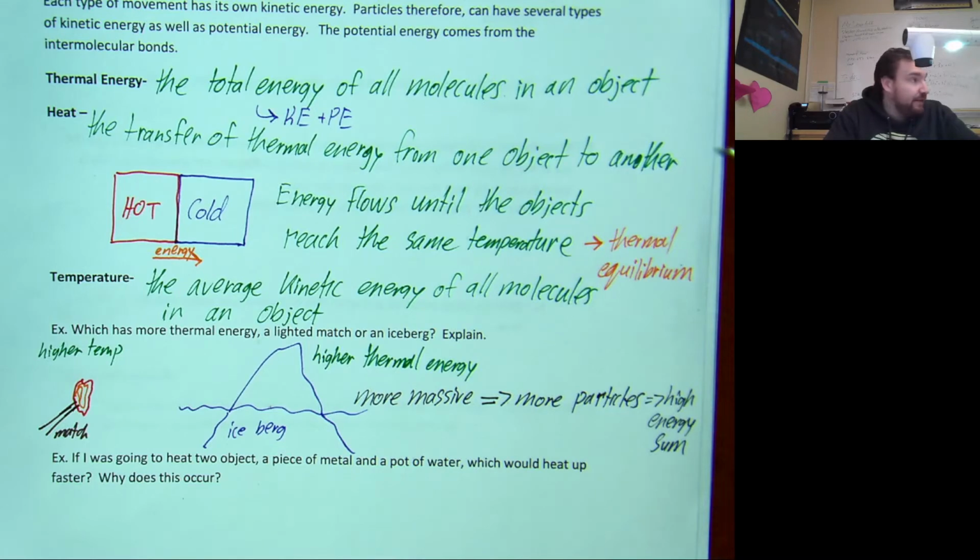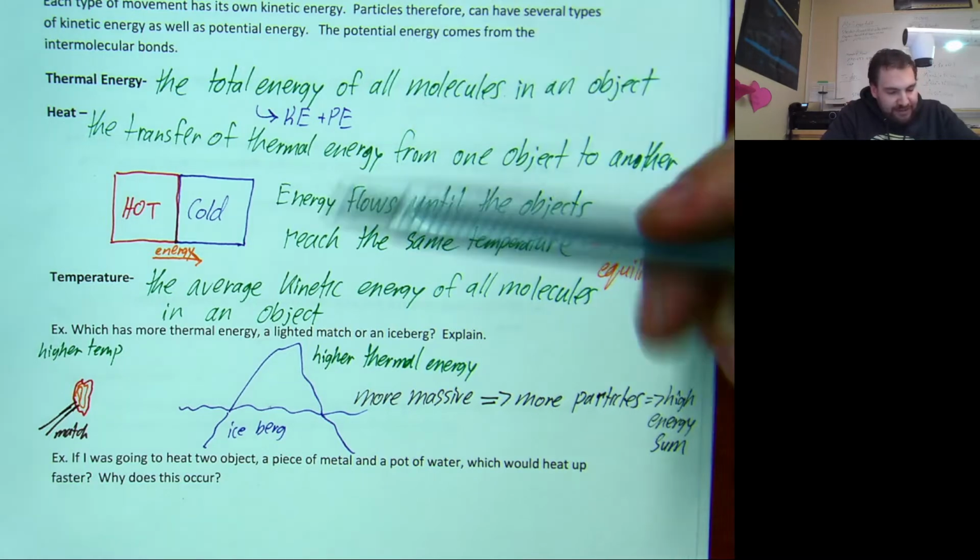Has anyone ever cooked with a cast iron pan with cast iron handles? You don't touch the handles, because the handles get as hot as the rest of the pan, because iron heats up really well and distributes heat pretty uniformly. But if you've got an iron pan with a wooden handle, can you grab that handle? Yeah, because wood does not heat up the way iron does.